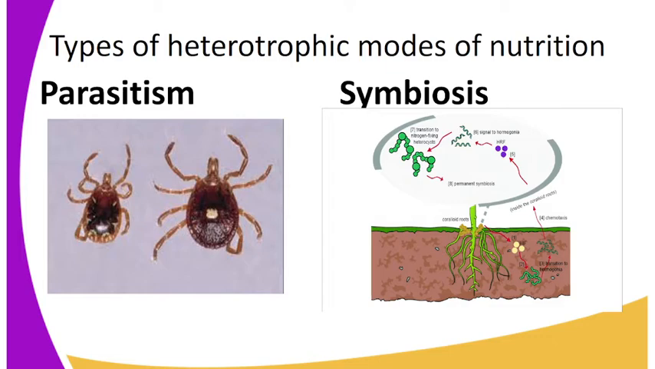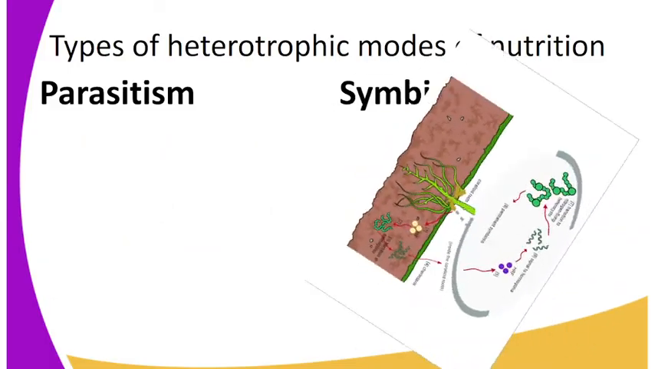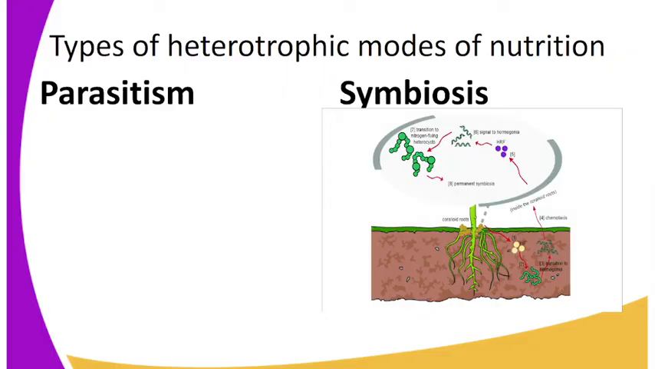The next example is symbiosis. In symbiosis, two organisms live together and they benefit from each other mutually. An example is the rhizobium bacteria and the leguminous plant. The bacteria live on the plant, and they do what? The bacteria do nitrogen fixation, and the plant provides shelter for the bacteria. So they mutually benefit from each other.